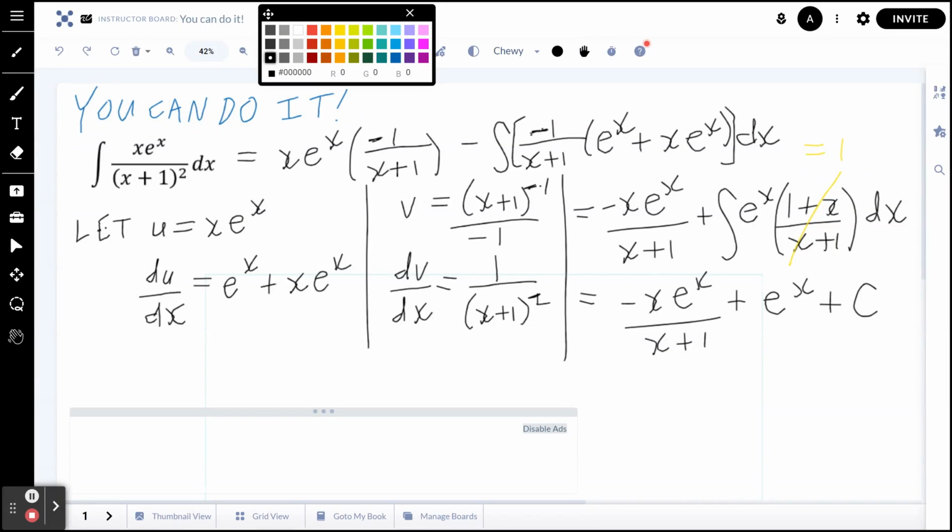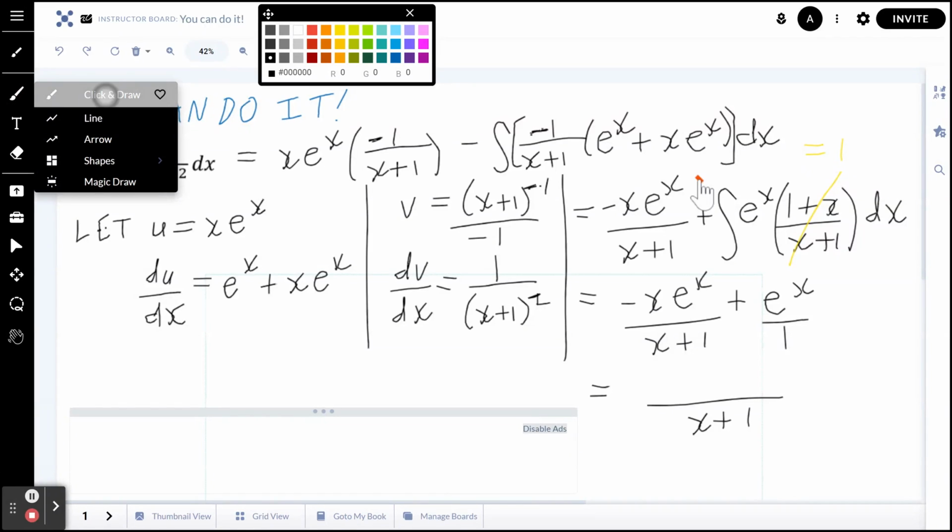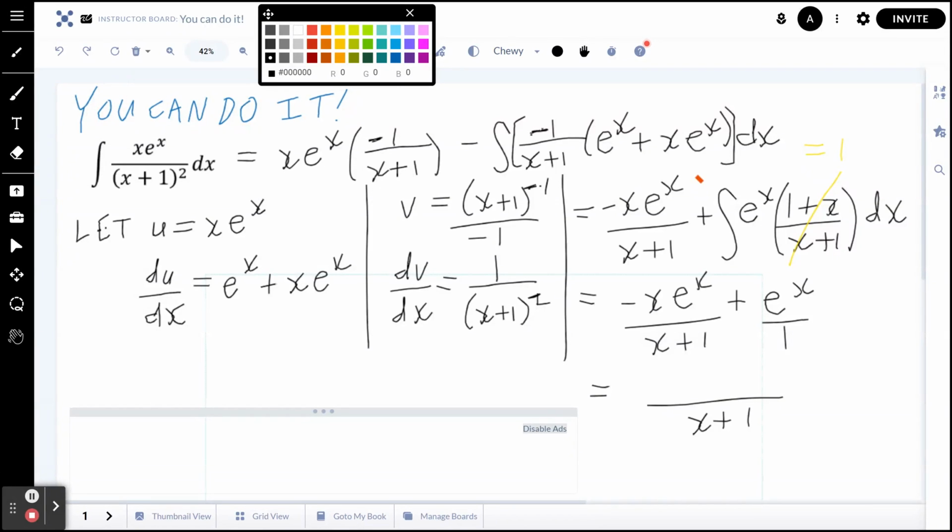You still want to combine this as one fraction and reduce this. So if you think about e to the x, that's the same as e to the x divided by 1. So you want to find the common denominator of x plus 1. Now, if you really look at it, you have to multiply the second fraction by x plus 1 over x plus 1. So let's go back here. I'm going to erase this for a moment. I'm just going to add x plus 1 divided by x plus 1 just like that, plus c.